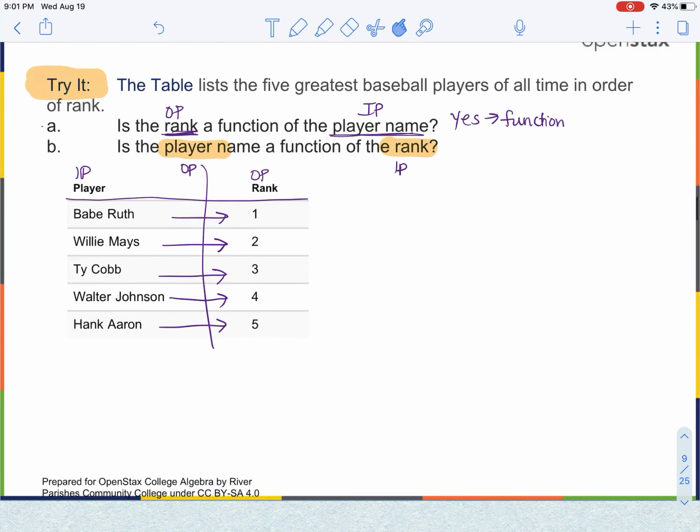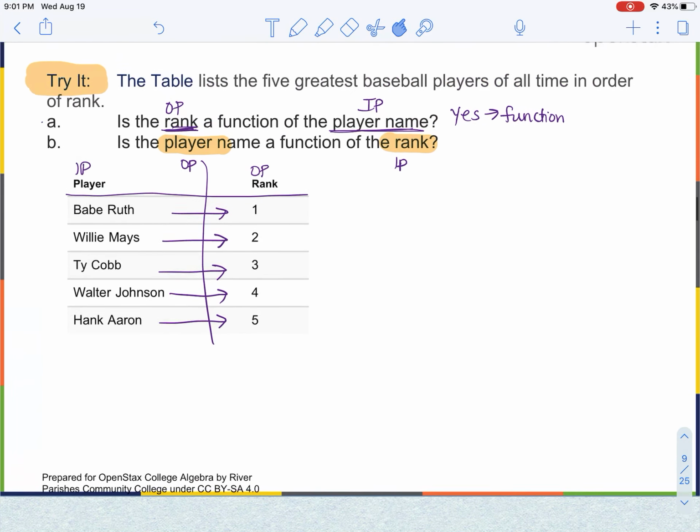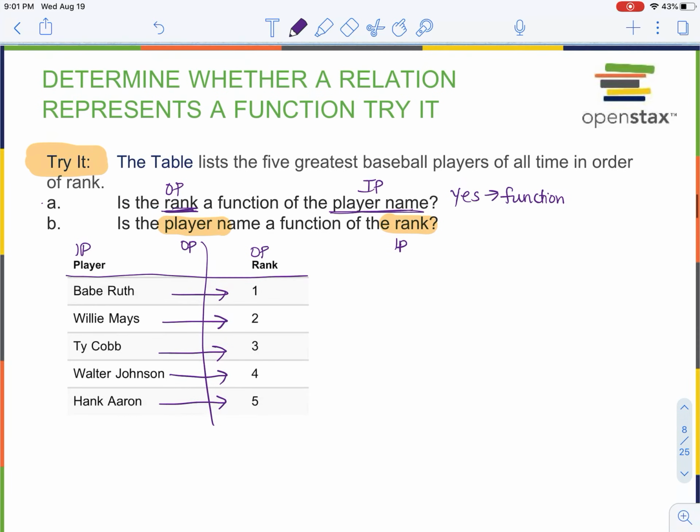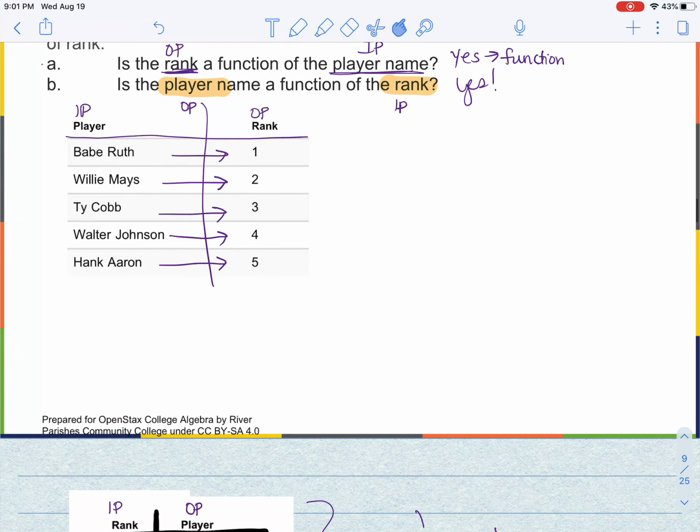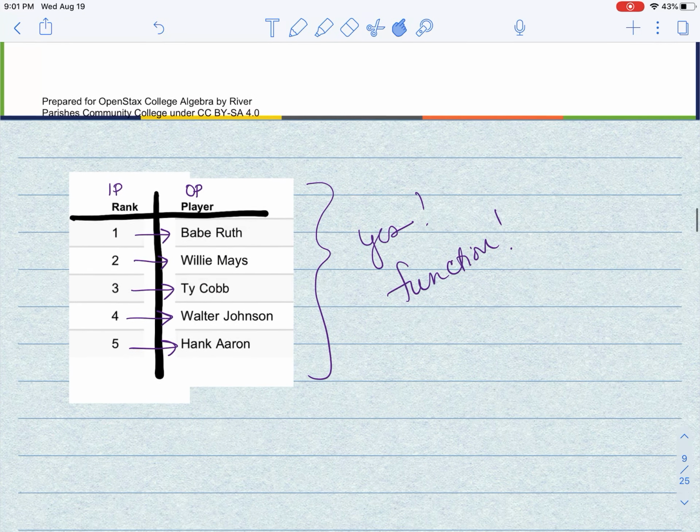So A is a function. B is also a function. So in this case, it didn't matter the order. It was a function either way.